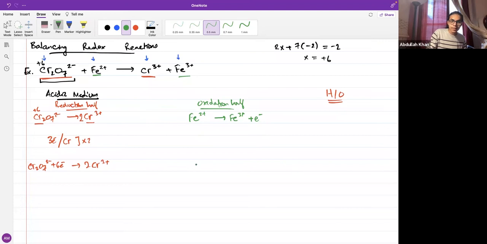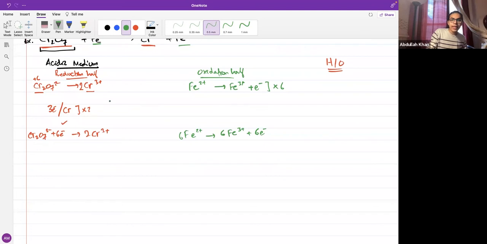Excellent. Next up, you're going to balance the electrons on both sides. On the left-hand side, you have 6 electrons. And so on the right-hand side, you're going to take the whole equation and multiply it by 6. So that gives you 6 Fe2+ gives 6 Fe3+ plus 6 electrons.